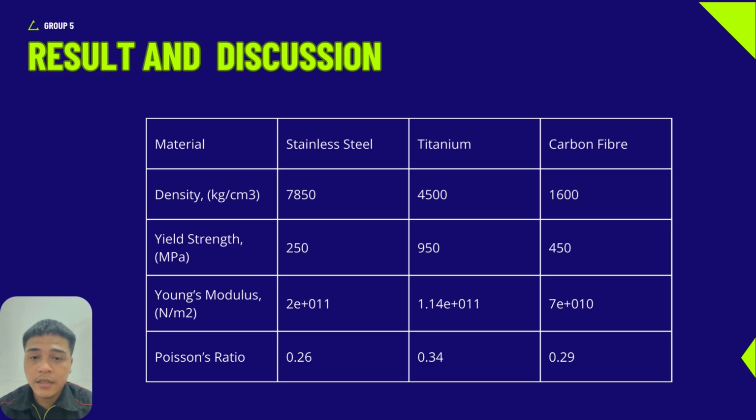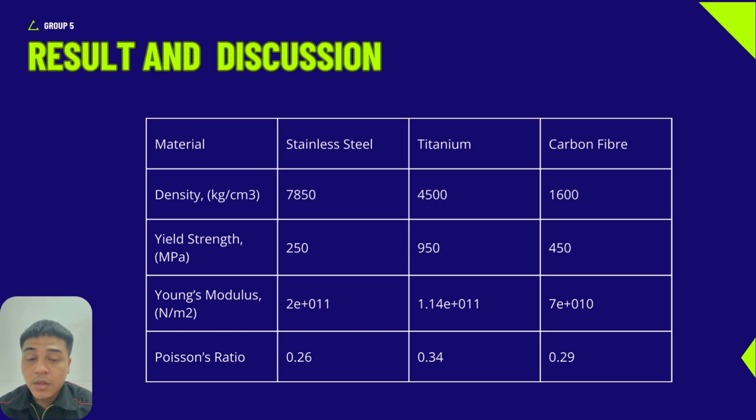Stainless steel has the lower yield strength and titanium has the bigger yield strength. Due to the bigger yield strength, titanium can support more weight compared to stainless steel and carbon fiber.